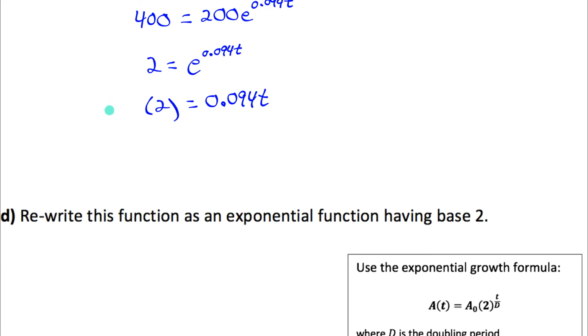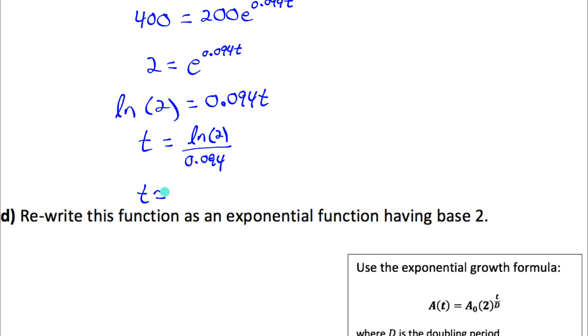So instead of writing log base e, I could just write ln for natural logarithm and not have to write a base. Now we know that the base of that log is e. And to isolate t, my last step would just be to divide both sides of the equation by 0.094. So t equals ln 2 divided by 0.094. And I'll get an approximate value for this.